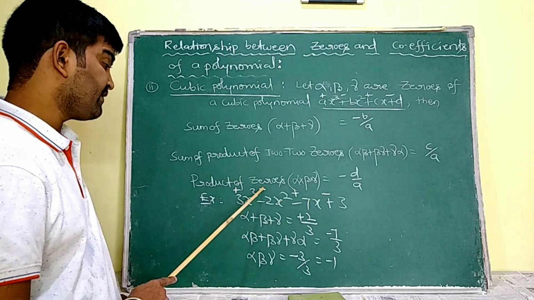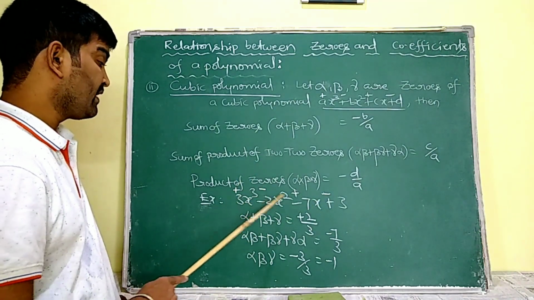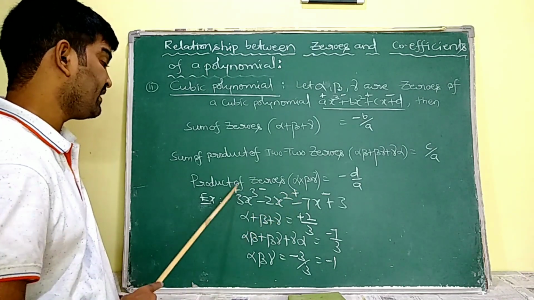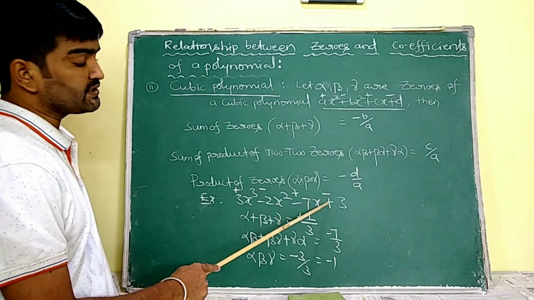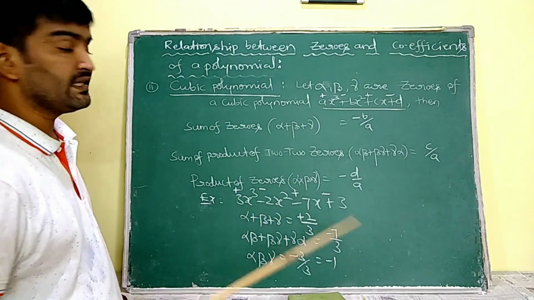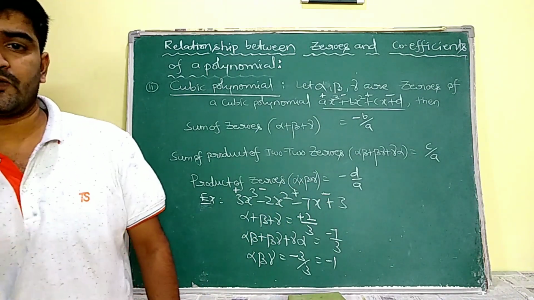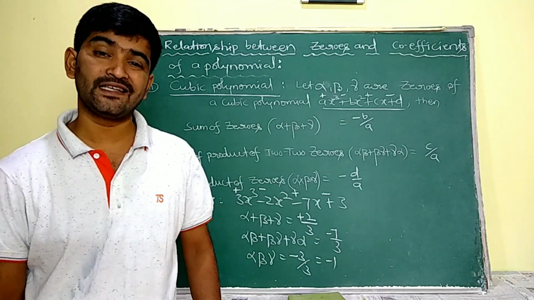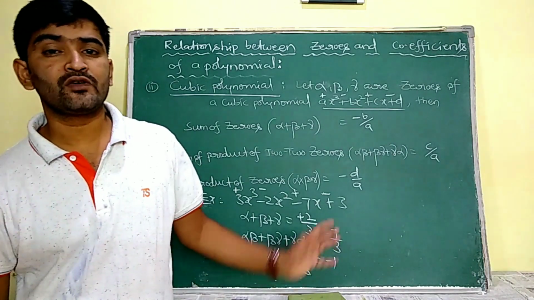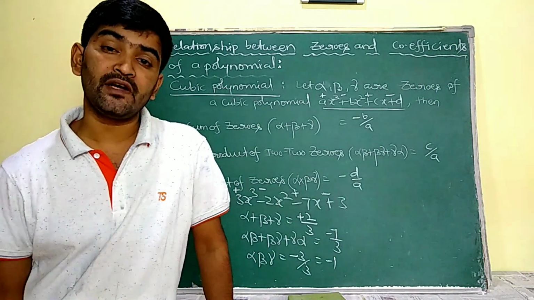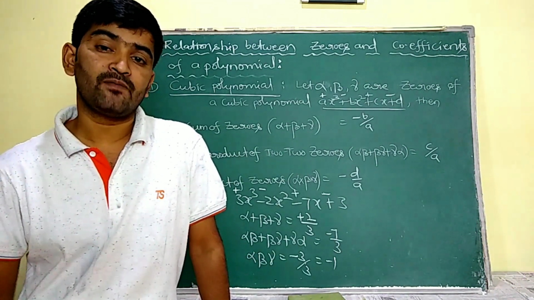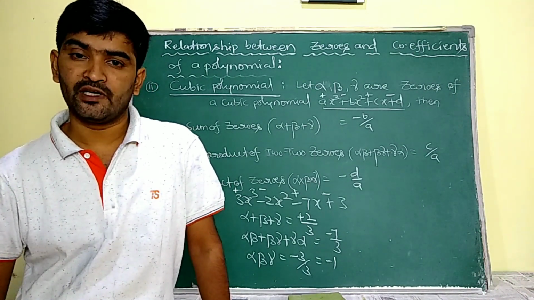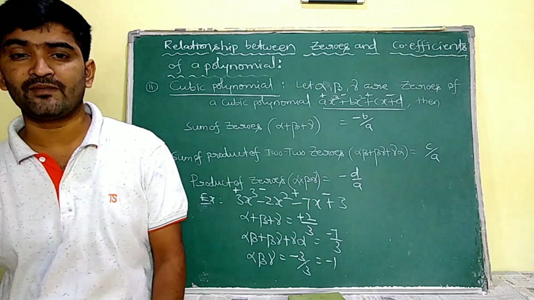See, for the sum of zeros, minus of minus 2 by 3; for the sum of product of two zeros, plus of minus 7 by 3; and for the product of zeros, minus of plus 3 by 3. In this way we can calculate the sum of zeros, sum of product of two zeros and product of zeros of a cubic polynomial easily now. In this way you have to remember the relationship between the zeros and the coefficients of a cubic polynomial. Sometimes they are going to ask you the formulas also.